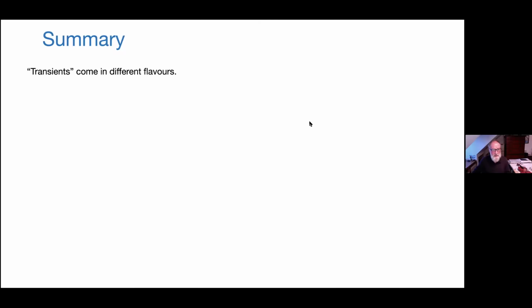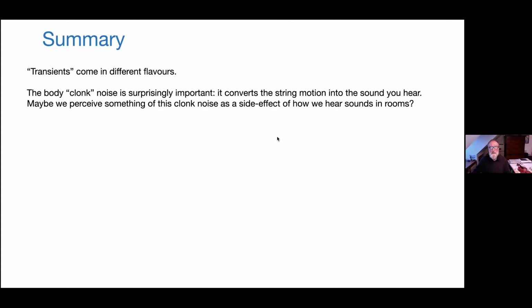So transients means lots of things, lots of flavors of things. The body clonk noise is surprisingly important. If you want to convert what the string does into the sound in a single microphone recording, it's the only thing you need to know.